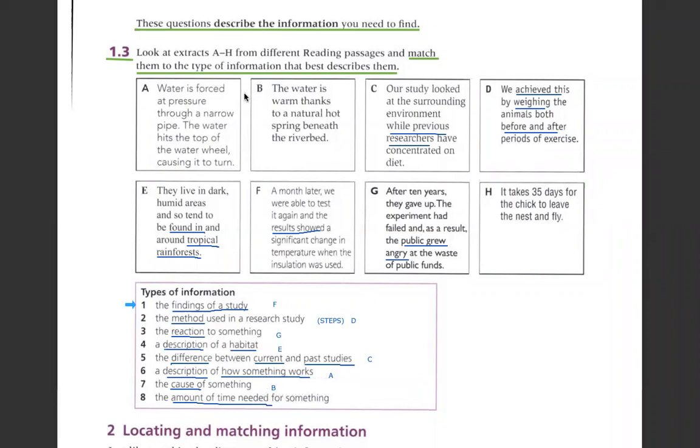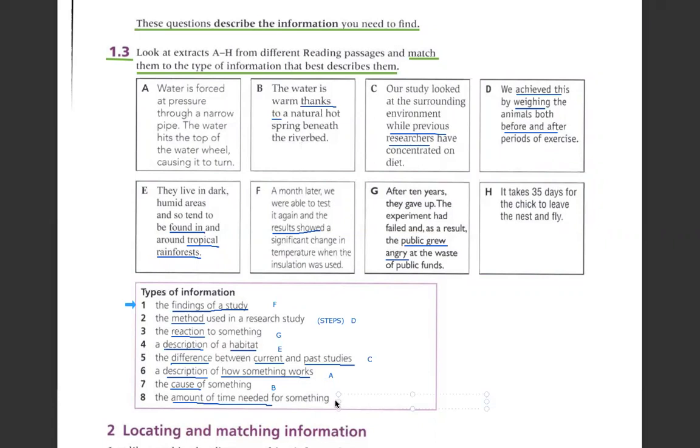If we have a look at B, this phrase, thanks to, is talking about the cause. So water is warm thanks to the hot spring. So this is almost like because of or due to. So if you don't know that phrase, you can write it down.